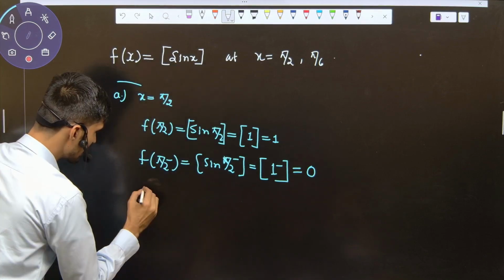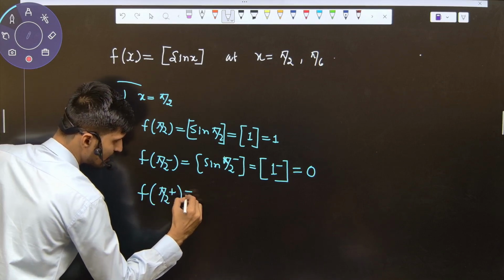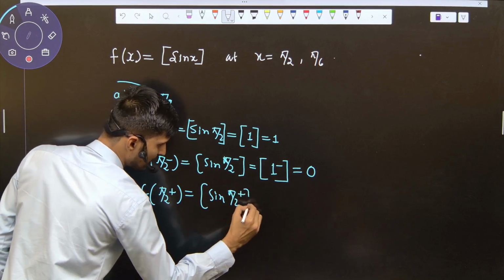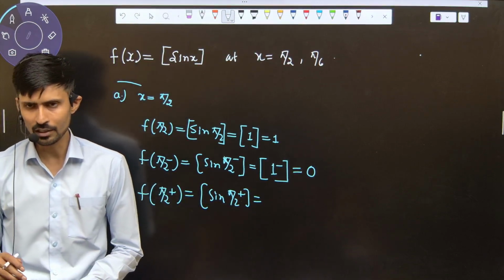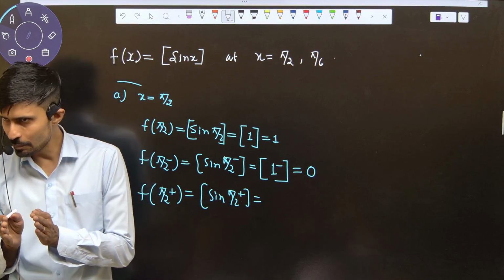0. And same thing if I ask f of pi by 2 plus, greatest integer sine pi by 2 plus, tell me this. Pi by 2 plus. I knew someone was going to give me this answer. Sine 90 plus, what is the angle?